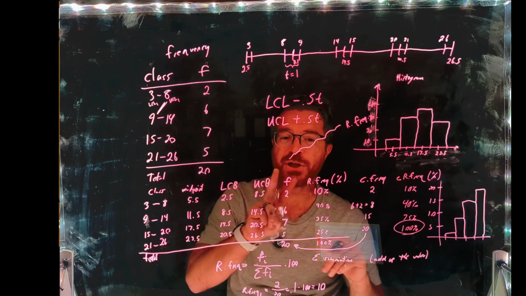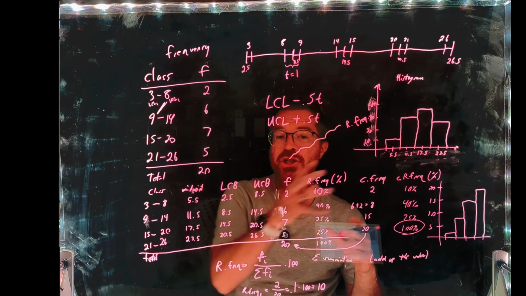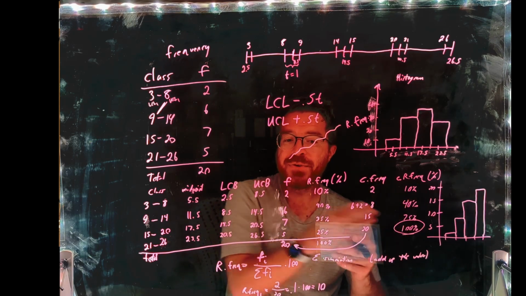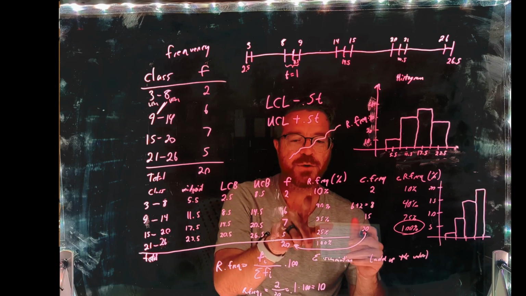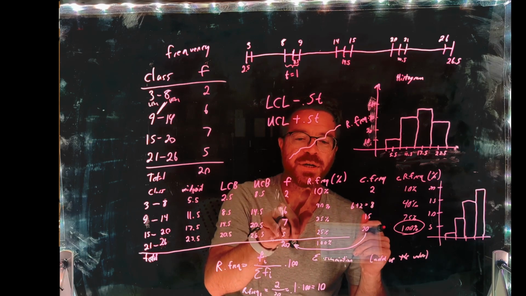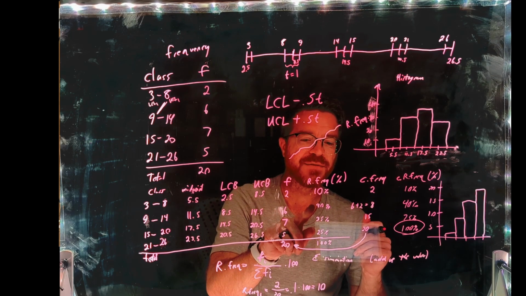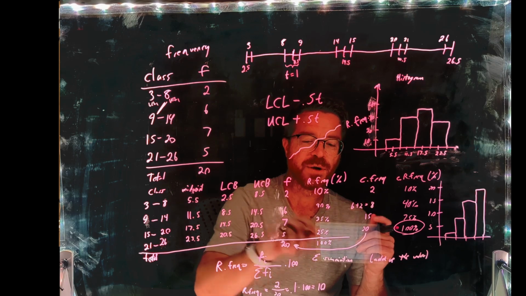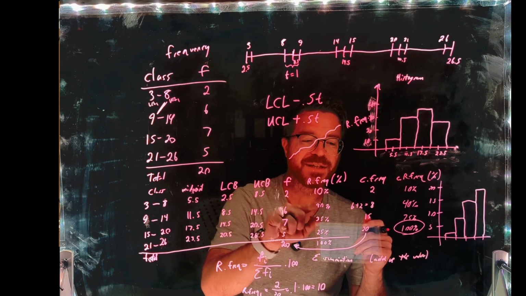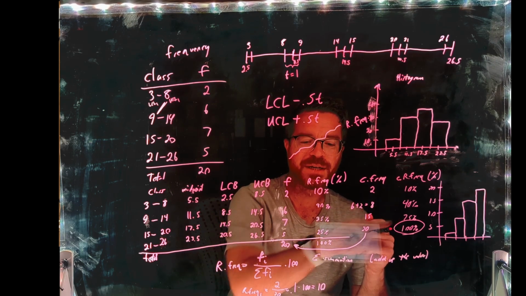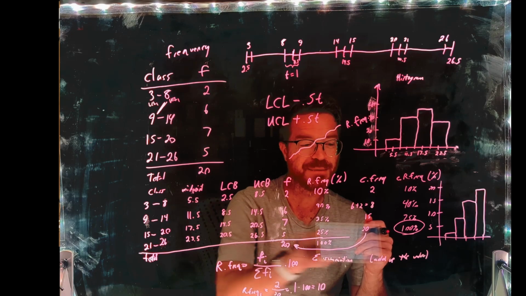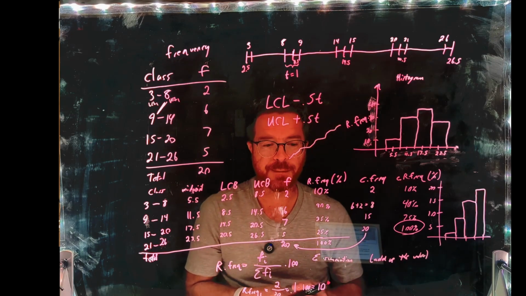Now, I told you there were two ways you could do it. The other way is you could just add up and take the cumulative of your relative frequency. So the first one, 10%. Second one, 10% plus 30% gives us 40%. Third one, 35% plus that 40% gives us 75%. And then 75% plus 25% gives us 100%.